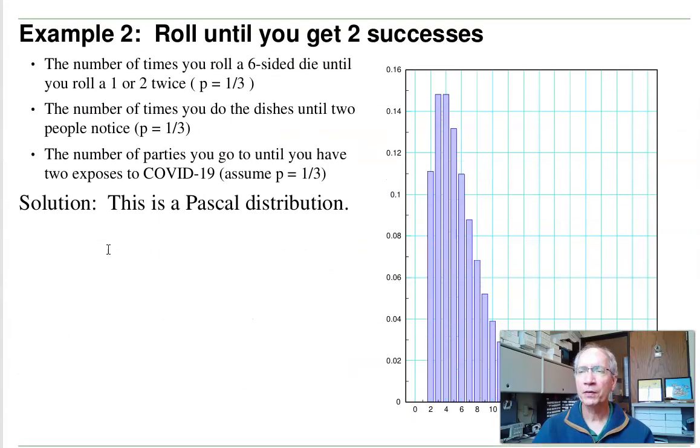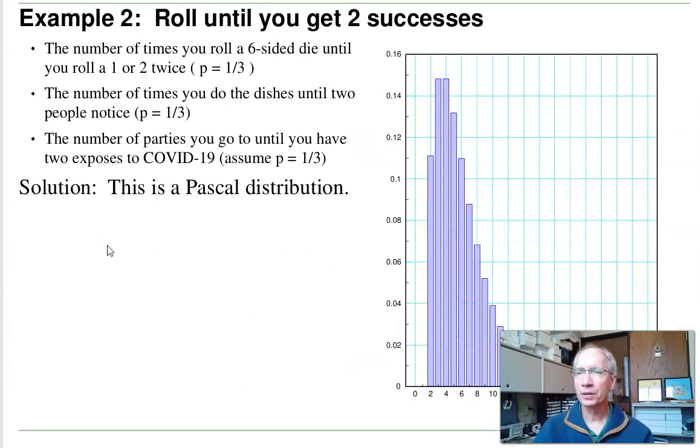Once you get the PDF for a single exponential distribution, suppose I want to roll until I get 2 successes. So this would be to roll a 6-sided die until I get 2 numbers between 1 and 2. Or equivalently, the number of times I do the dishes until 2 people notice, or the number of times I go to parties until I get 2 exposures to COVID, stuff like that. Those are all Pascal distributions.